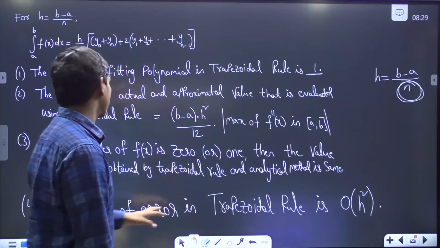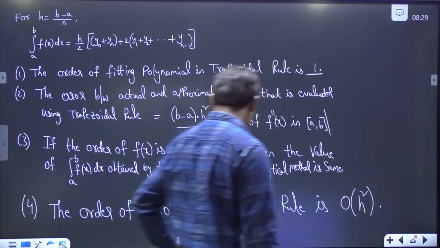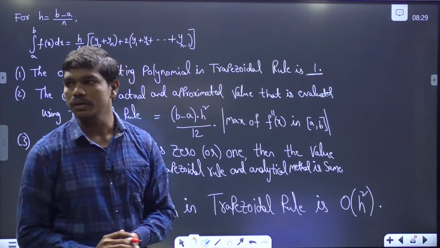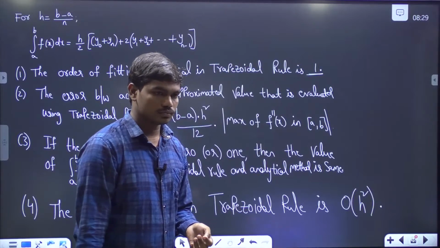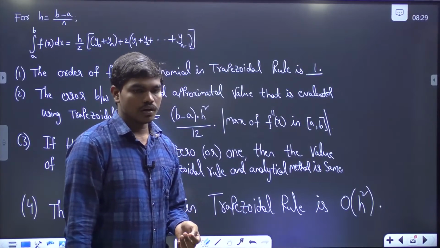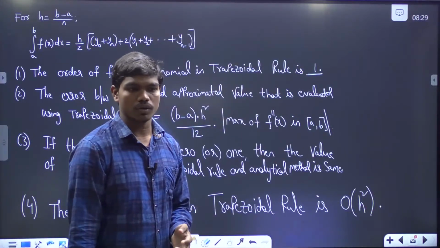Okay, so did you all understand all these 4 points which I have written here? Please tell me, did you all understand what the trapezoidal rule is? Since the fitting polynomial is linear, we say the order of the fitting polynomial is 1.